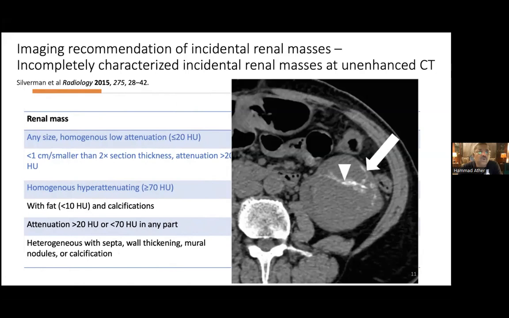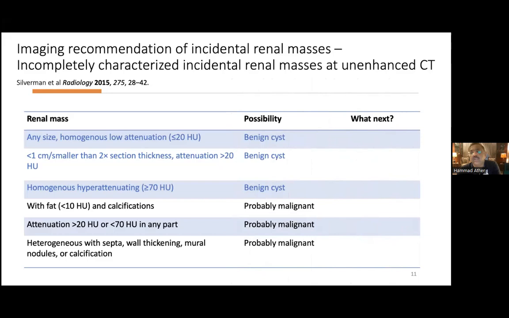So tumor of any size with homogeneous low attenuation, meaning less than 20 Hounsfield unit on a non-contrast CT, those which are small tumors, less than 1 centimeter, with greater than 20 Hounsfield unit attenuation, and those homogeneous hyper-attenuating tumors which have attenuation of more than 70 Hounsfield unit are likely to be benign cysts. So they don't typically need any further imaging.